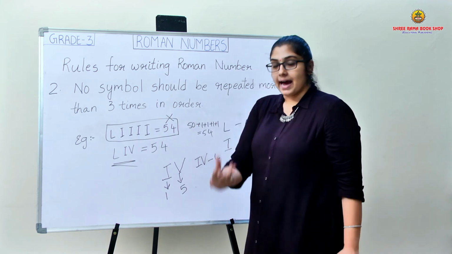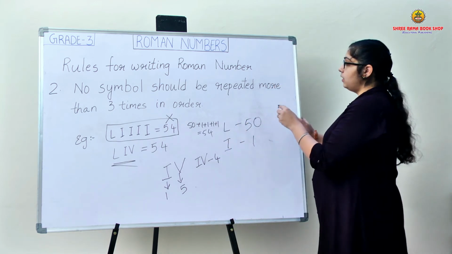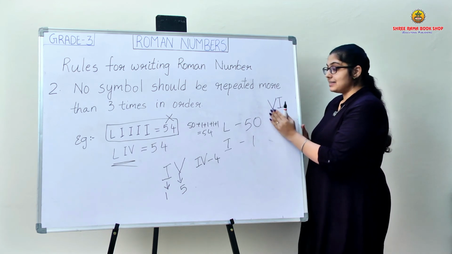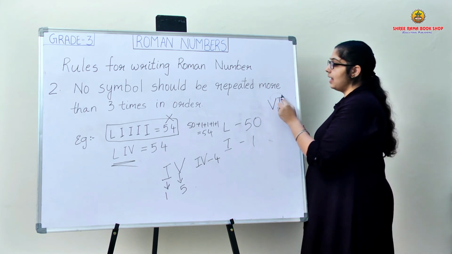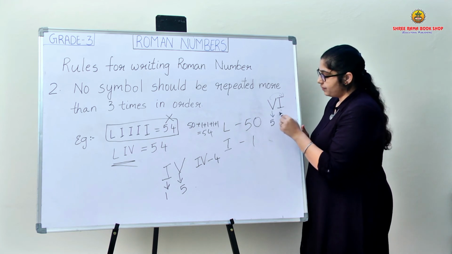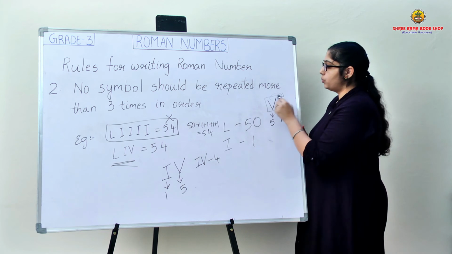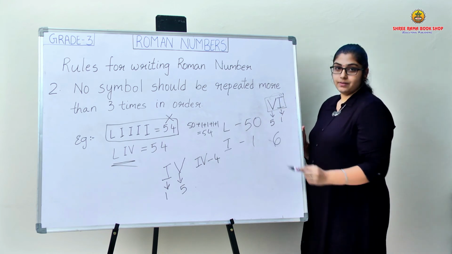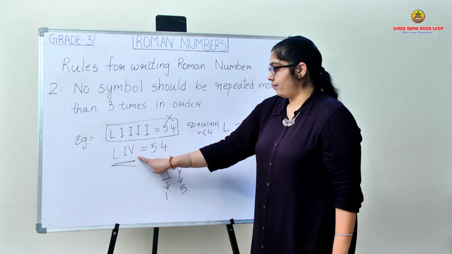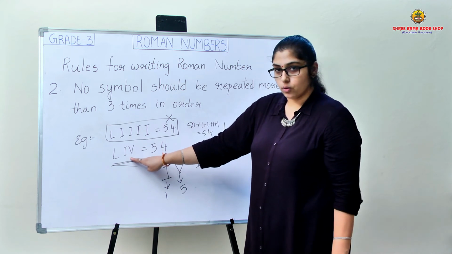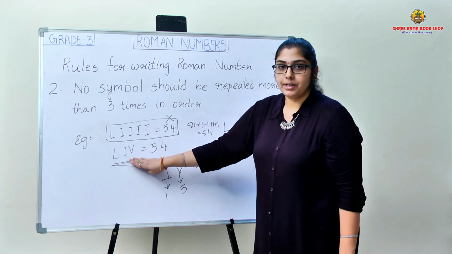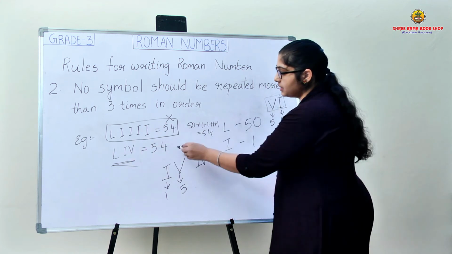Suppose I have a symbol which says V and I. Here I is after V. Okay, I is after V, so I need to add the value. V represents 5, I represents 1. So this whole put together represents 6. That is the reason I am taking L, I and V over here. So I, V put together represent 4 and L represents 50. That is the reason I got the value of this Roman number as 54, which is true.